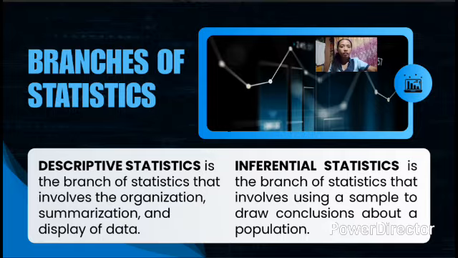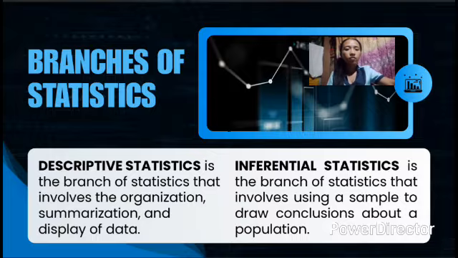Next is the branches of statistics. There are two branches, which are descriptive statistics and inferential statistics. First, let's define what is descriptive statistics. Descriptive statistics is the branch of statistics that involves the organization, summarization, and display of data. Next is inferential statistics. Inferential statistics is the branch of statistics that involves using a sample to draw conclusions about a population.